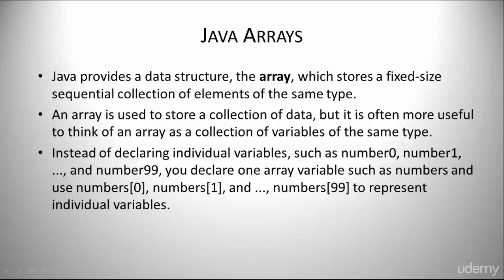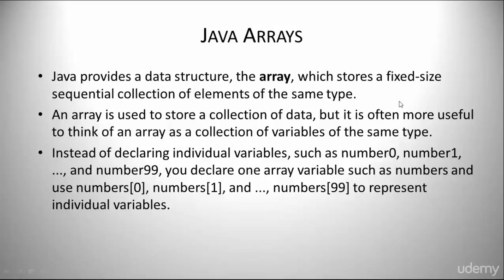When it comes to Java arrays, Java provides a data structure, which is the array, which stores a fixed-size sequential collection of elements of the same type. An array is used to store a collection of data, but it is often more useful to think of an array as a collection of variables of the same type.